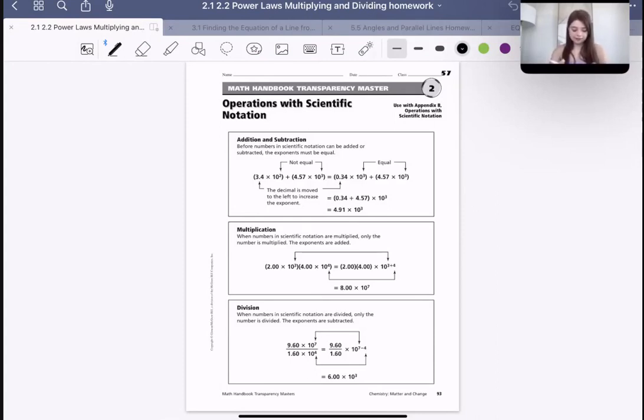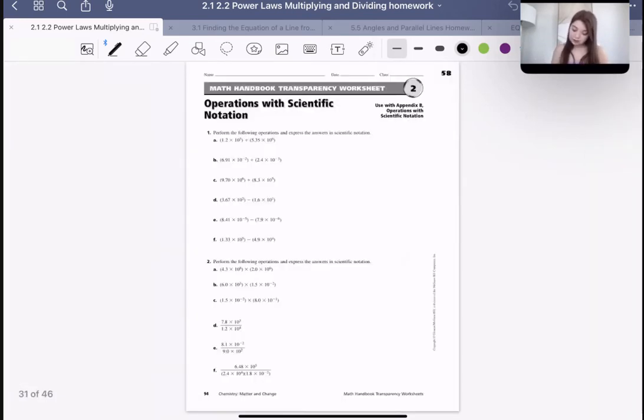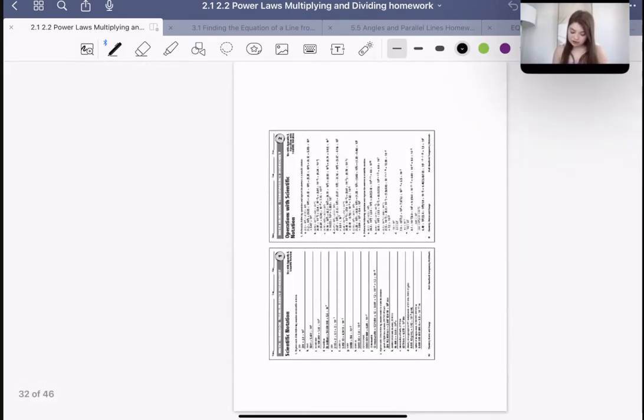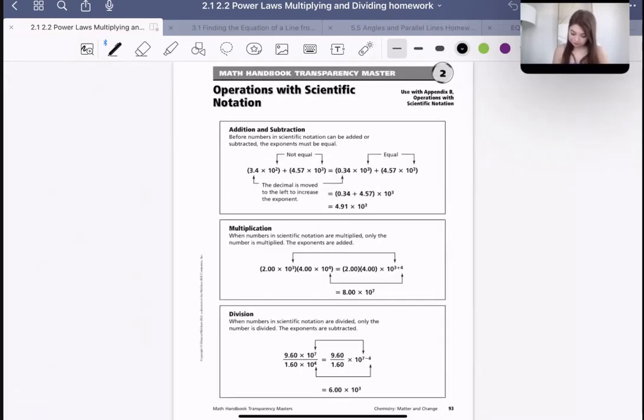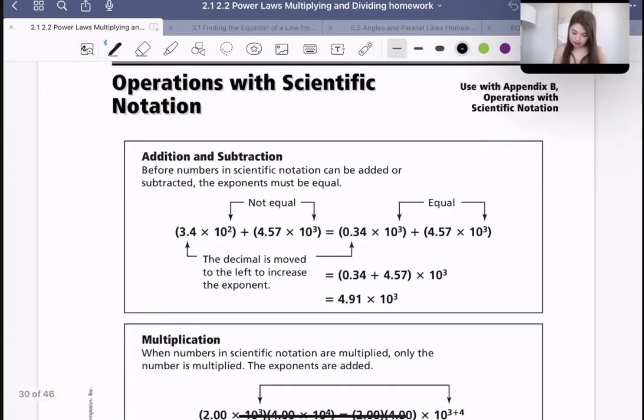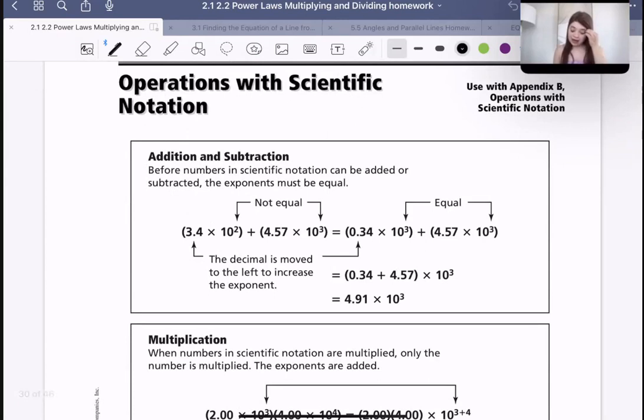All right, so we're first going to read this page about scientific notation and using operations to solve these equations, and then we're going to move on to actually doing so ourselves in part two. So let's take a look at addition and subtraction. So, how do we add things with scientific notation?